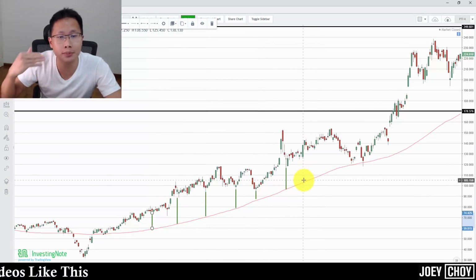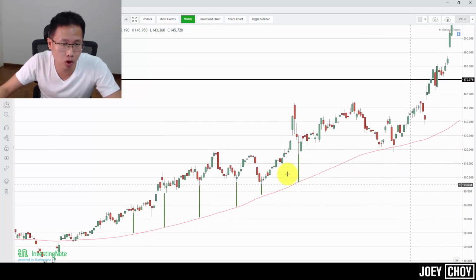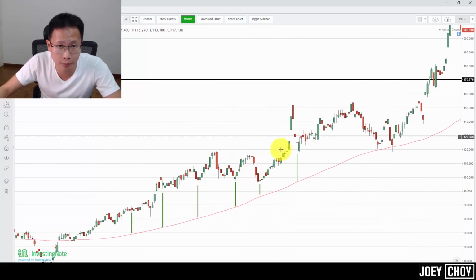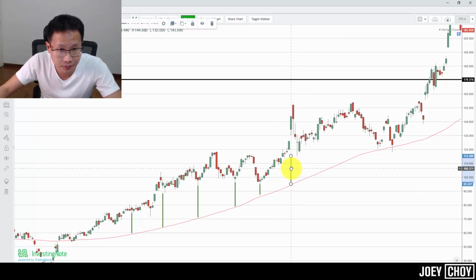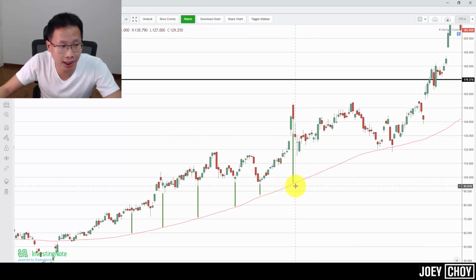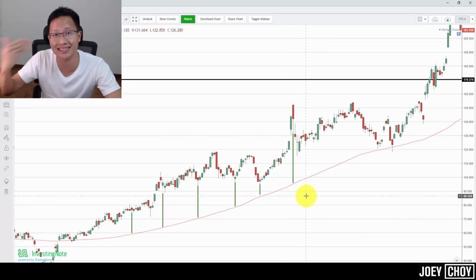But just to take note, if ever the price were to trade up all the way and rally so much, like you can see right over here, when prices rally so much up and the distance between the moving average line and the bar itself is way further than the average that we've seen over the past few months, then that's where it can be overextended.